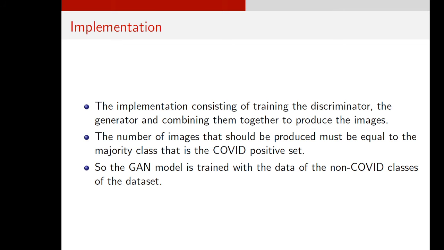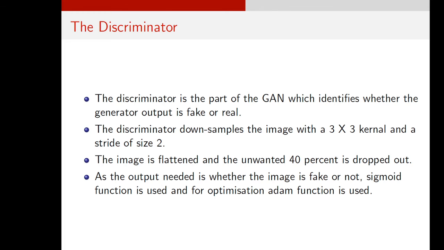The implementation consists of training the generator, the discriminator, and the GAN model. First, the discriminator. The discriminator tells us whether the image is fake or not. The discriminator first downsamples, and the image is flattened, and an unwanted 40% is dropped out. As the output needed is to say whether the image is fake or not, a sigmoid function is used, and an Adam optimization function is also used.